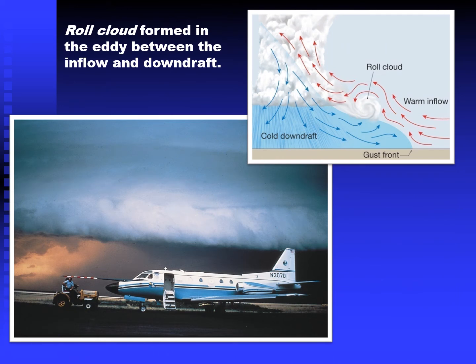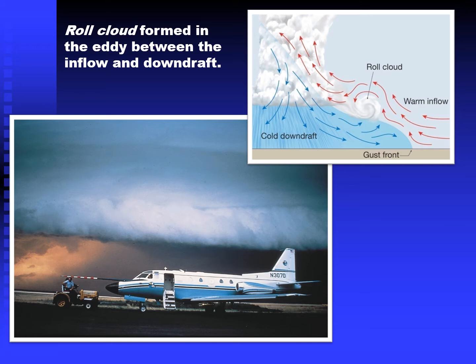Now this is a roll cloud. This picture here on the left, I don't think I've ever seen a roll cloud or a shelf cloud in person. I've seen plenty of images of them on the Weather Channel or in textbooks. I've never seen one in person, but a roll cloud sometimes will form with your thunderstorm as it's moving in, and it forms in the eddy between the inflow and the downdraft.